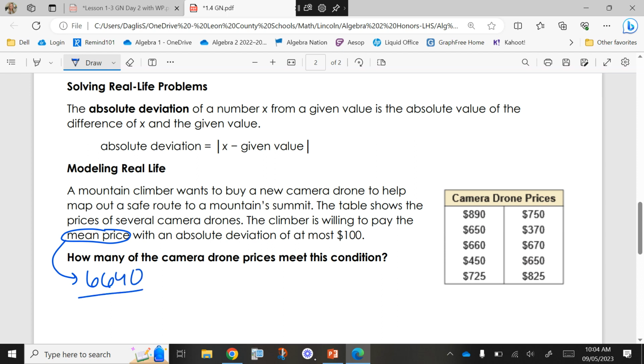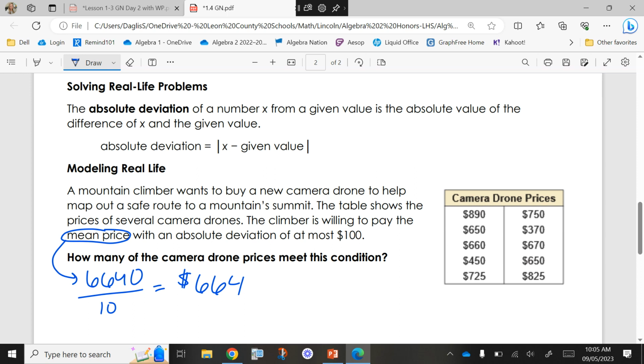And then we divided that by the 10. So we have an average price of a camera of $664. Does that make sense what we did there? And why we did it? Because they said the mean price. That won't always happen. They just specified that for this particular problem.